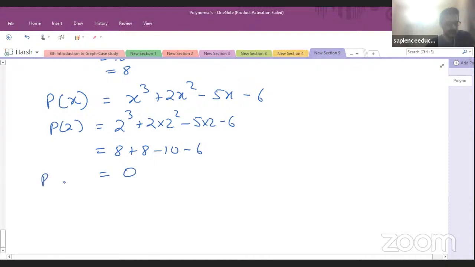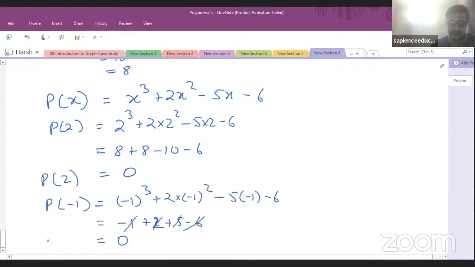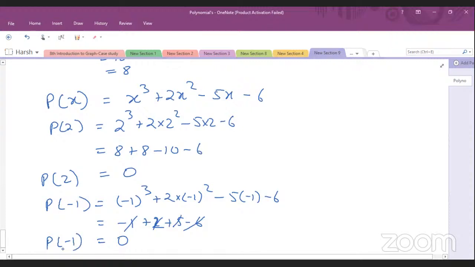Okay. Now I will ask you to find P(-1). So (-1) cube plus 2 into (-1) square minus 5 into (-1) minus 6. So minus 1 plus 2 plus 5 minus 6. So 7 and 7, 0. So P(-1) equals 0. Correct? Yes, sir.